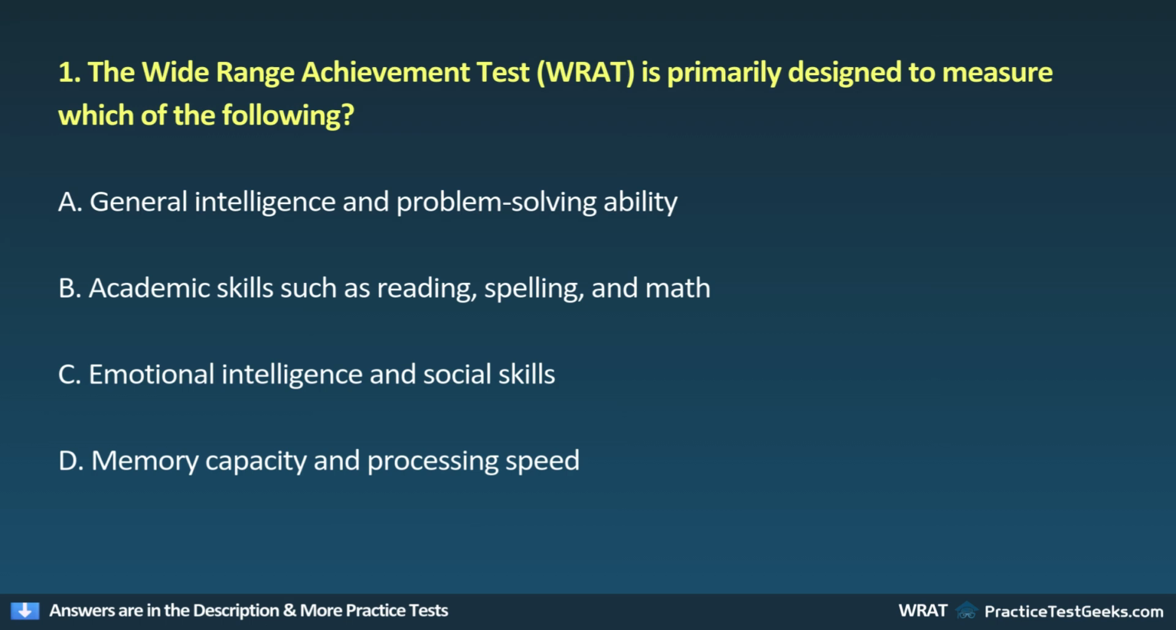1. The Wide Range Achievement Test, WRAT, is primarily designed to measure which of the following: A. General intelligence and problem-solving ability. B. Academic skills such as reading, spelling, and math. C. Emotional intelligence and social skills. D. Memory capacity and processing speed.